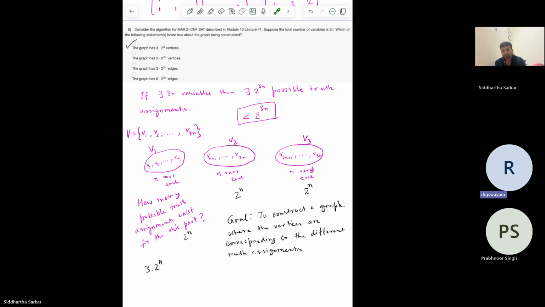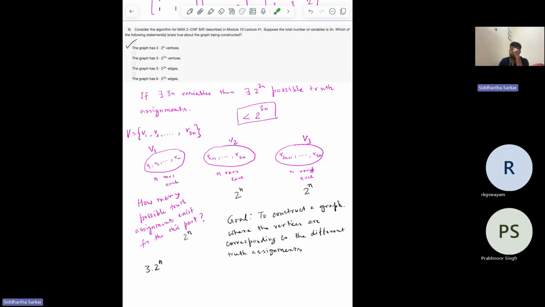Yes, but then this is not a true reduction, say from 2 raised to the power 3n to 3 times 2 raised to the power n. Because by exploring 2 raised to the power 3n possibilities, we will definitely come up with a truth assignment if it exists. However, after exploring this 3 into 2 raised to the power n number of possibilities, in reality we are not getting anything out of it.